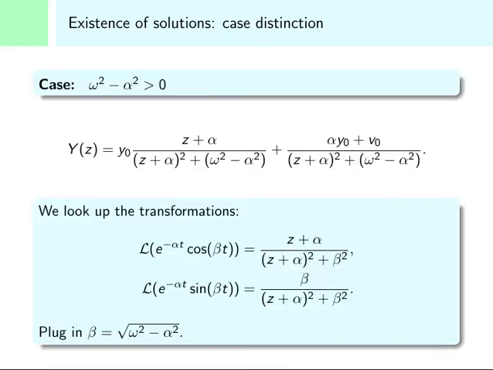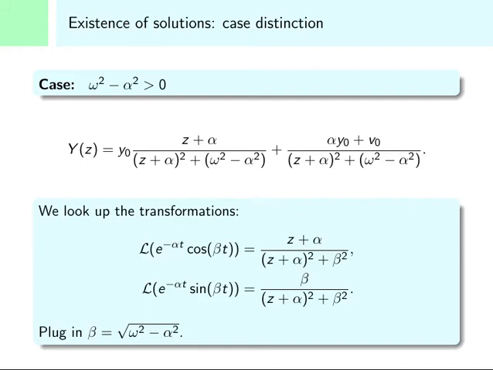Finally, we consider the case omega square minus alpha square greater than 0. So y of z can be written as y naught times the fraction z plus alpha over z plus alpha square plus omega square minus alpha square, plus the fraction alpha y naught plus v naught over z plus alpha square plus omega square minus alpha square. At that point, we can look up the following Laplace transformations. We define beta as the square root of omega square minus alpha square.